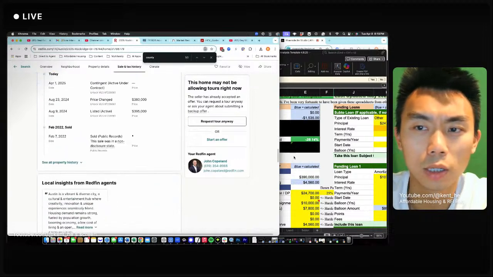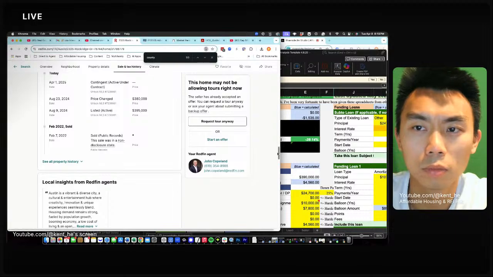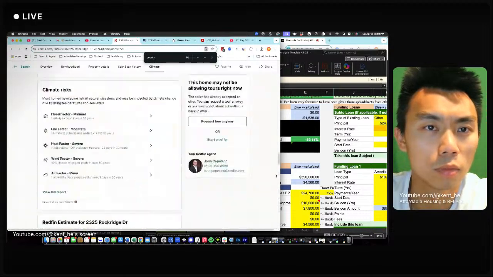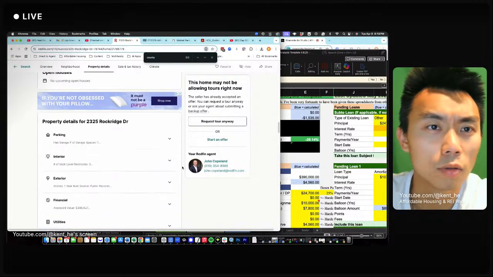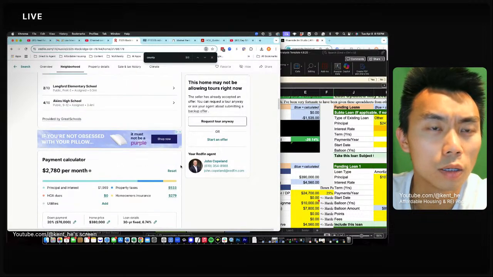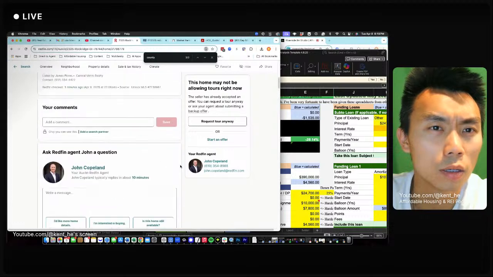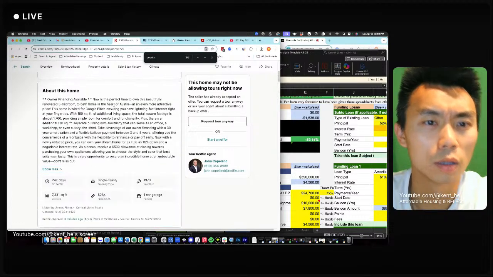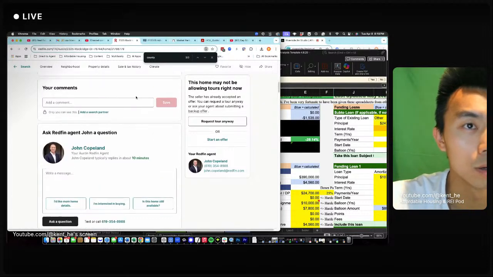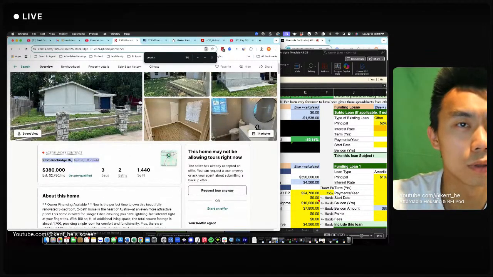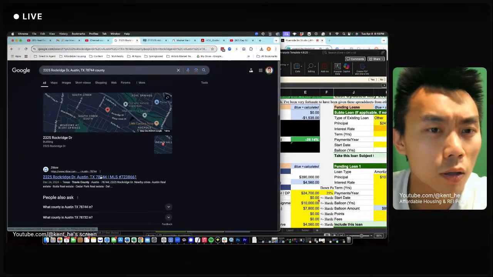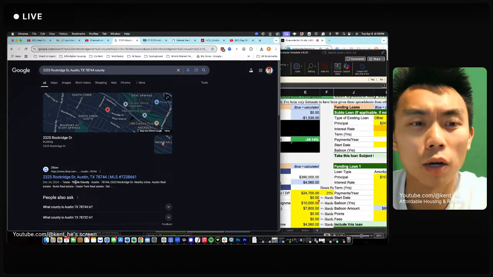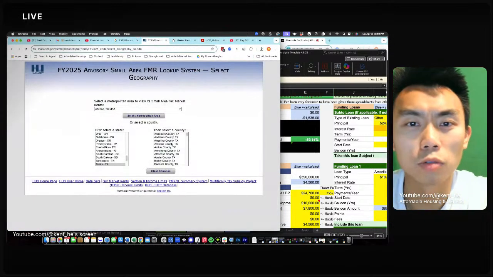Wait, did that show up? Where's the word county? I'm not seeing it. Let's head in here. Hold on. All right. County. Travis County. Great, right here. So then I'm going to look up Travis County.